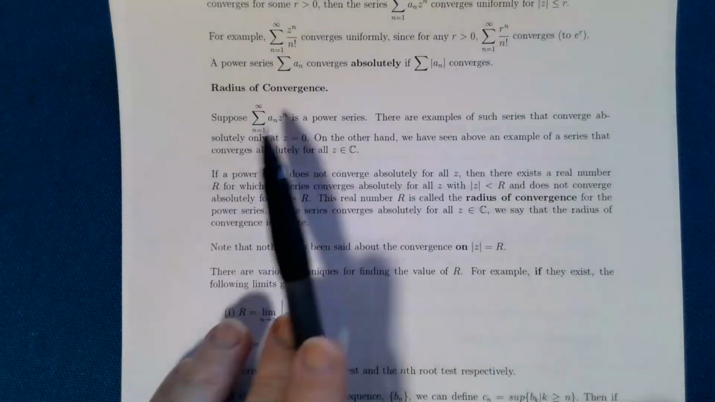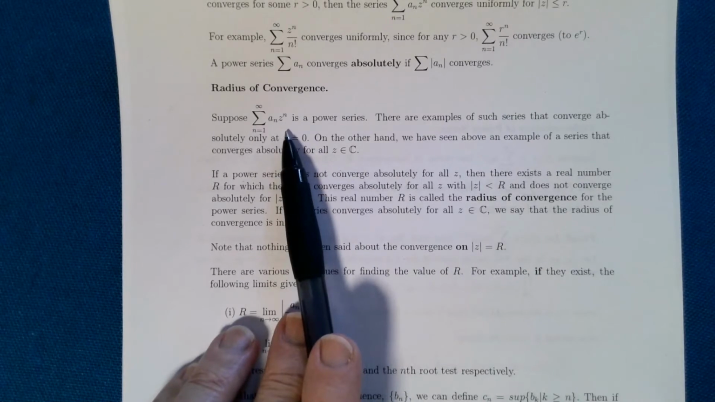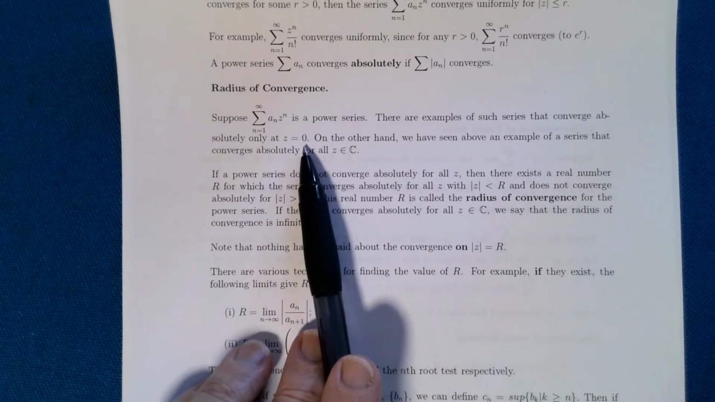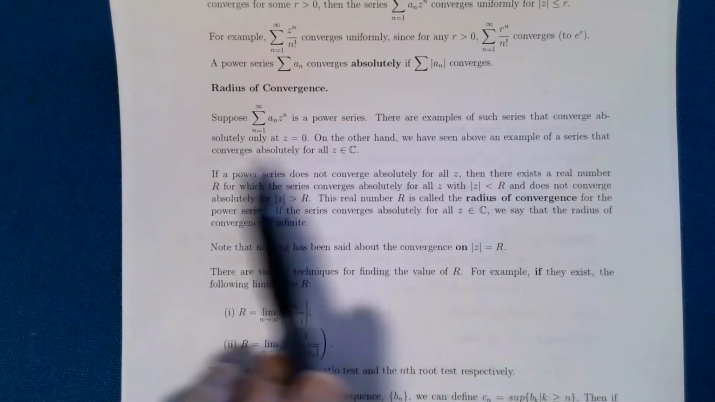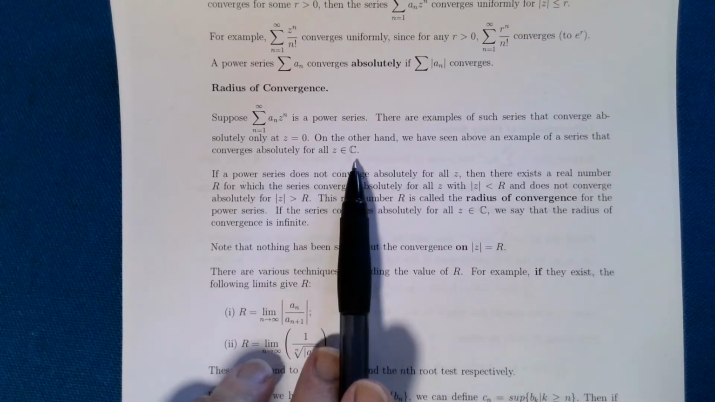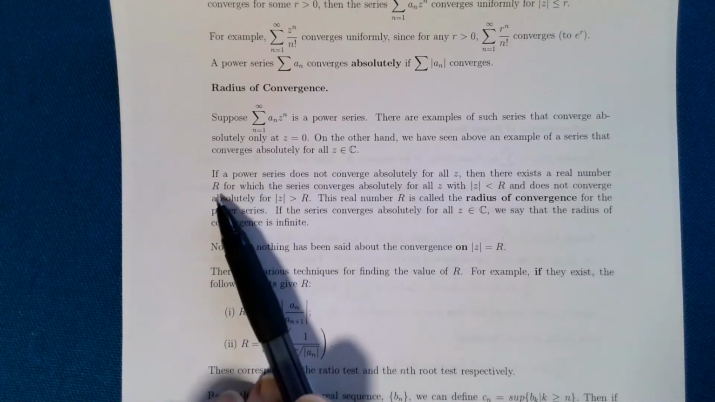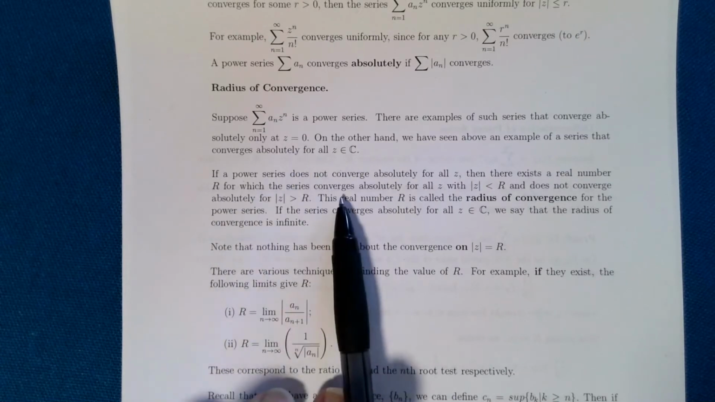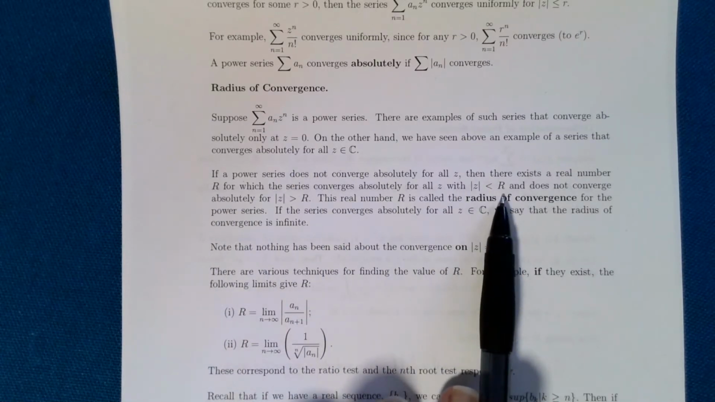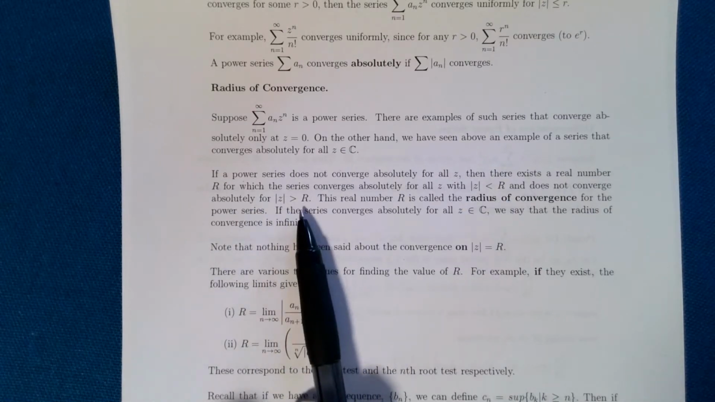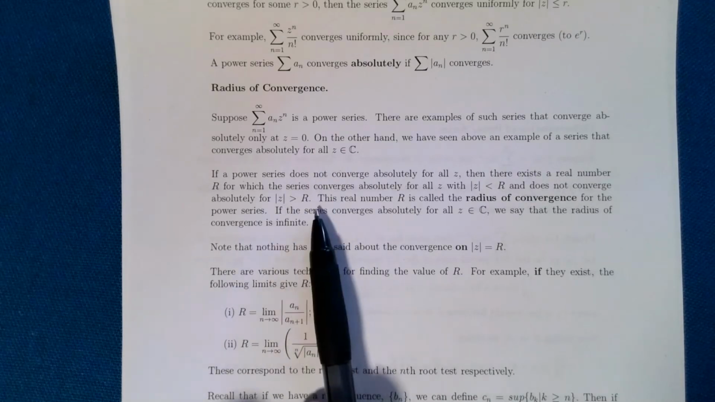If we've got a power series here, there are examples of such series that converge absolutely only at z equals 0. On the other hand, we've seen above an example of a series that converges absolutely for all z in C. So if a power series does not converge absolutely for all z, then there is a real number r for which the series converges absolutely inside this disk, mod z less than r, and does not converge absolutely outside of the disk. What's happening on the disk is another question.